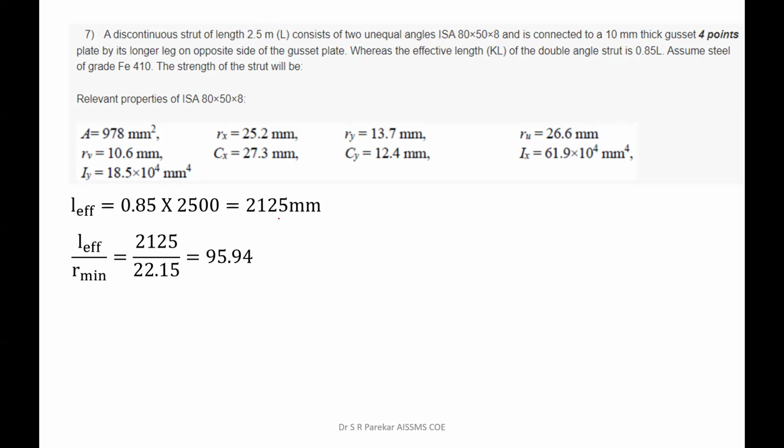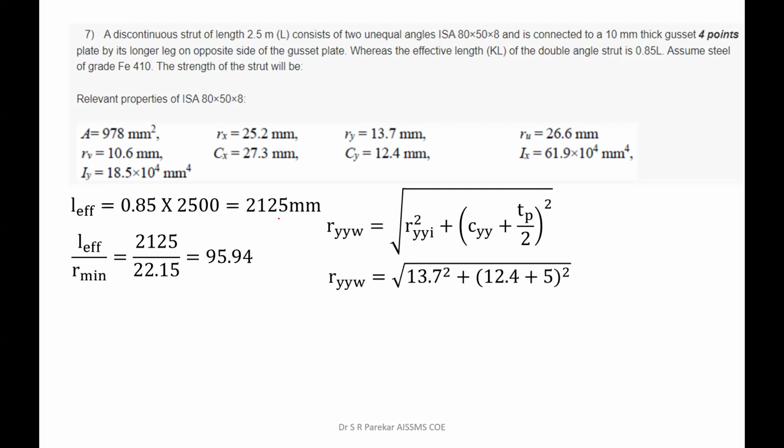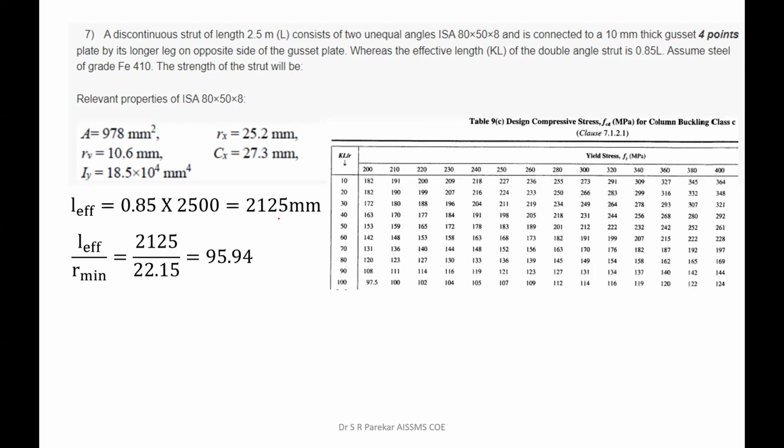22.15. We have calculated this value by RYY whole, which is the square root of RYY individual square plus the term with CYY plus thickness of gusset plate by 2 whole square. By solving this, we get RYY whole as 22.15. And then from this, we have an angle section, built up section, and we have buckling class C.